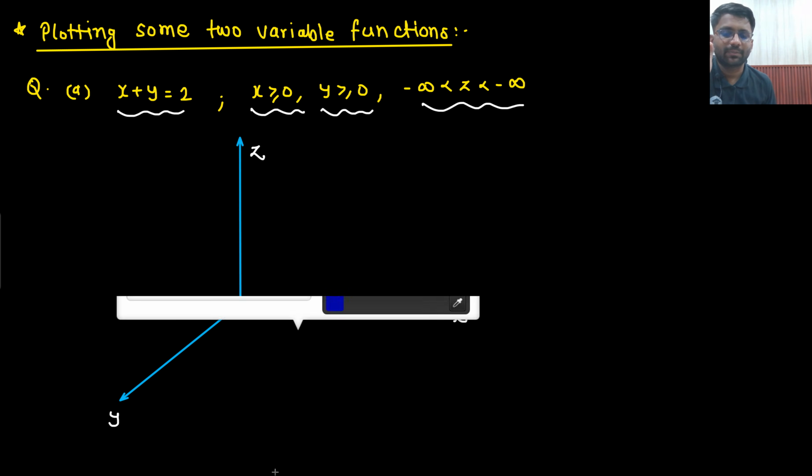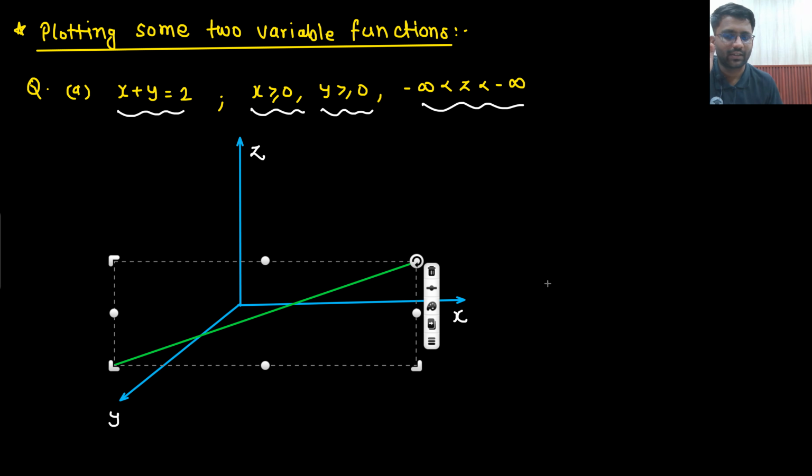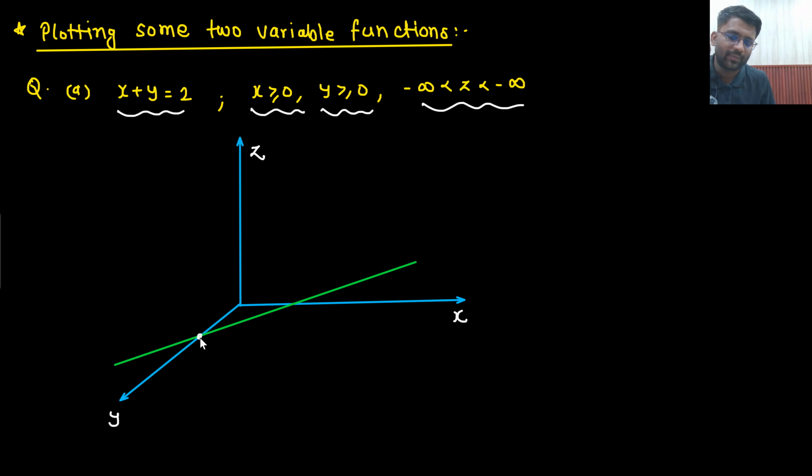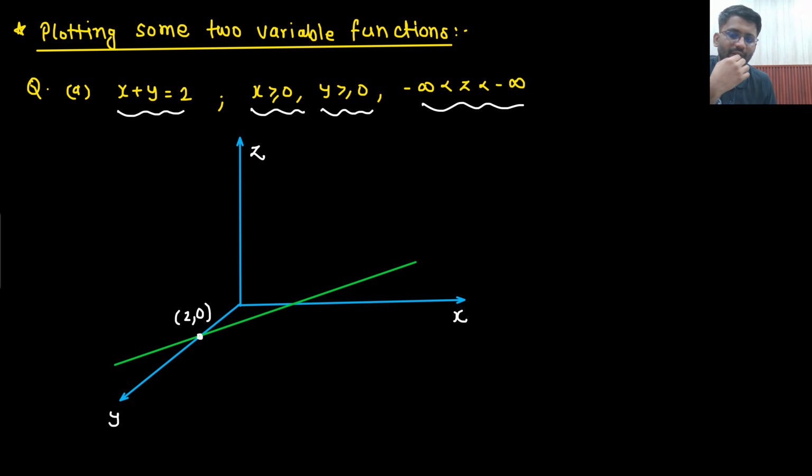They are saying that x plus y has to be 2, which is this kind of line, right? x plus y equals 2. This point will be 2 comma 0, and this will be 0 comma 2.